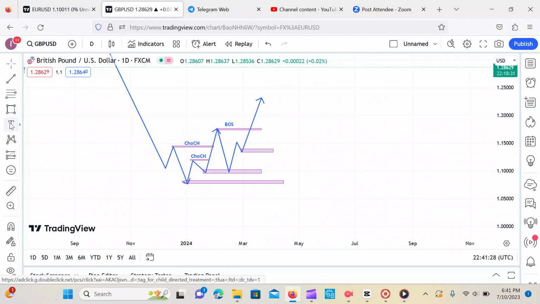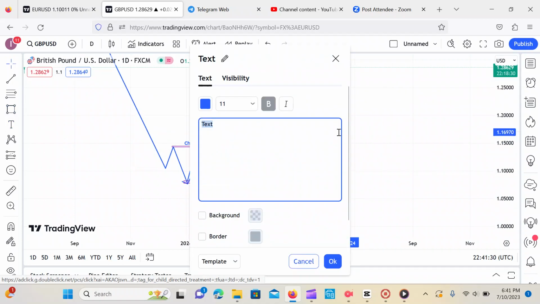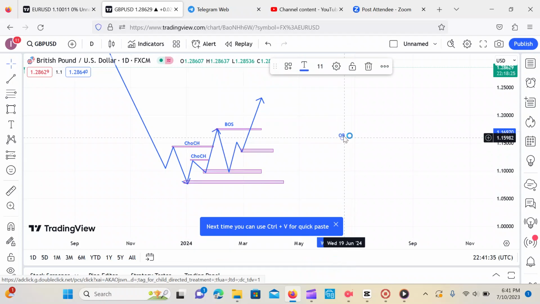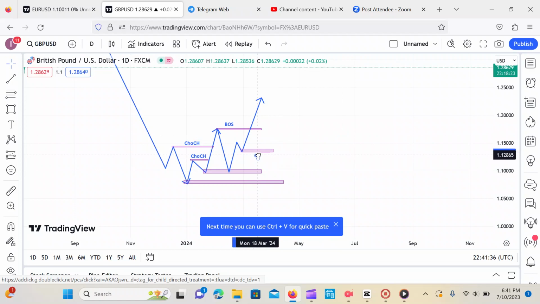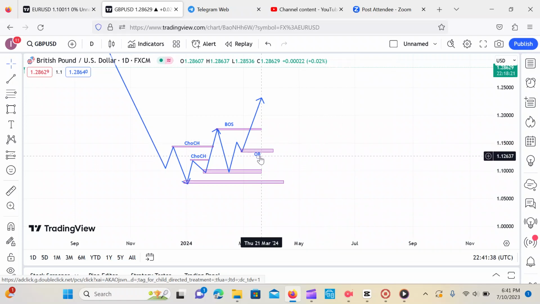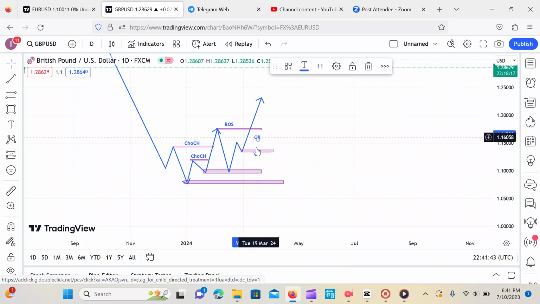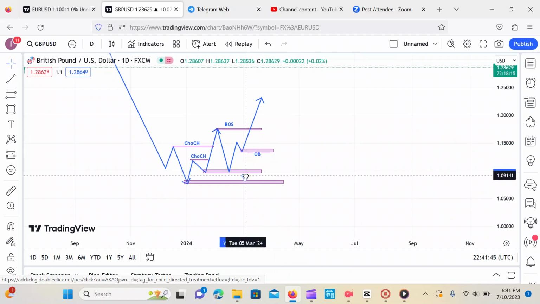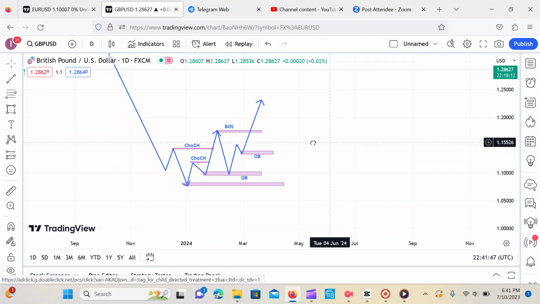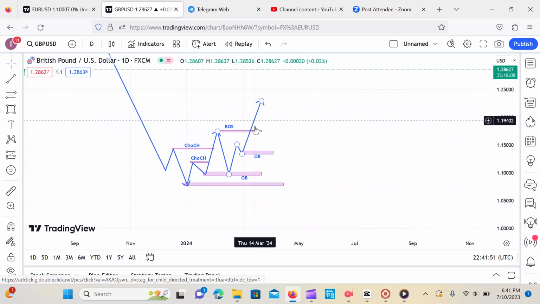So I'm going to call the order block OB. Let me clone it. We have another order block here again. So this is a POI. Now if you now have price, don't rush, don't follow this movement, don't follow this movement. Wait for price to push back.